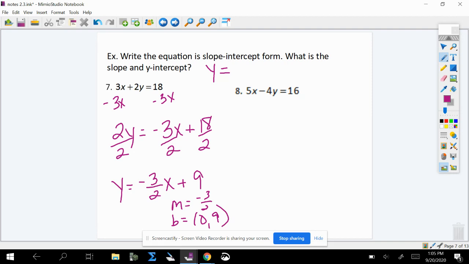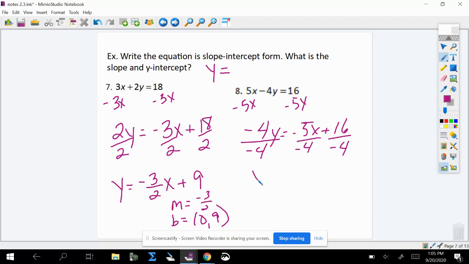Next one is the same idea. I want to get y by itself, so I can get it in y equals mx plus b form. So I'm going to subtract 5x. So I have -4y equals -5x plus 16. Divide everything by a -4 to get the y by itself. When I do that, I have a -5 divided by a -4, so you're going to cancel both of those negatives. You get a positive 5/4, which doesn't reduce. And then 16 divided by -4 is -4. So that tells me that my slope is 5/4, and my y-intercept is the (0, -4). That's going to be where it crosses the y-axis.